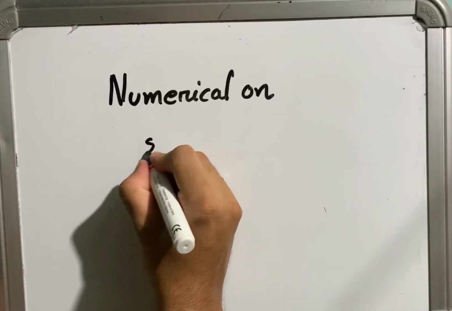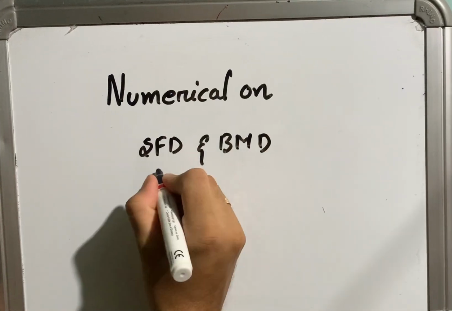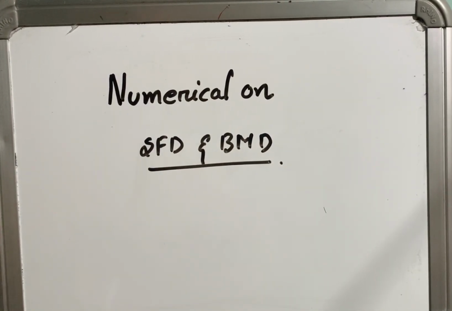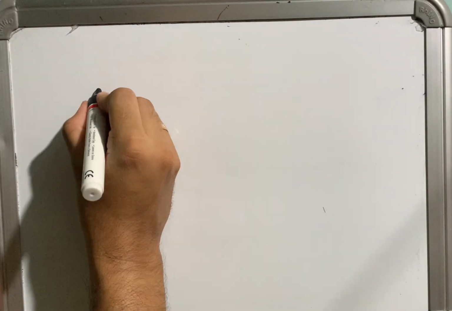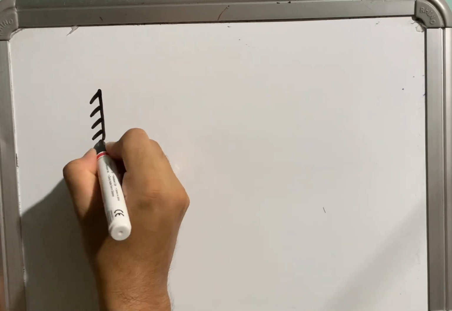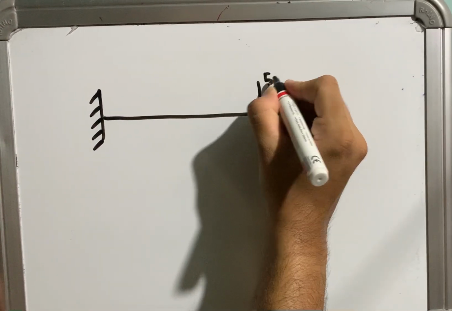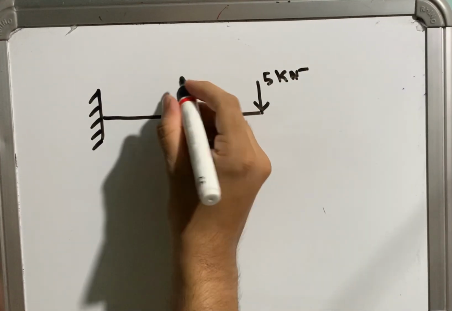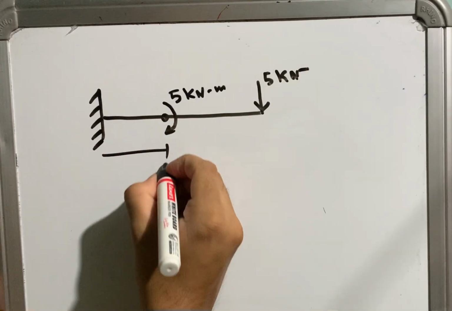Today we will do a numerical on shear force diagram and bending moment diagram. The last two classes were about the introduction of shear force diagram and bending moment diagram. So today let's choose a numerical which is very basic: a cantilever beam with a point load at the free end of 5 kilonewton and a moment of 5 kilonewton meter.